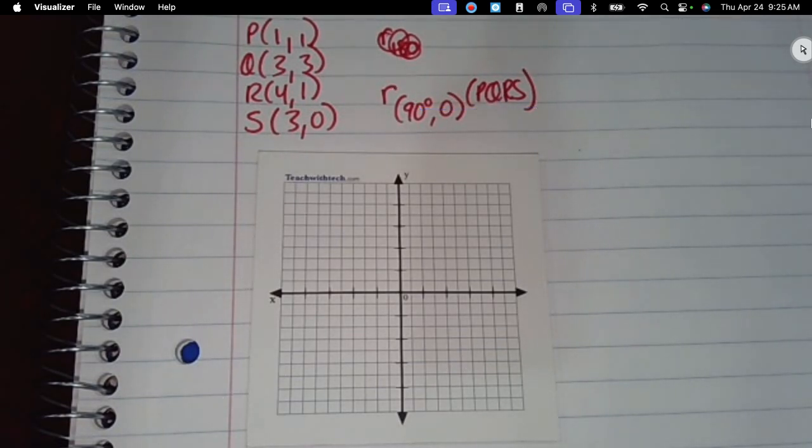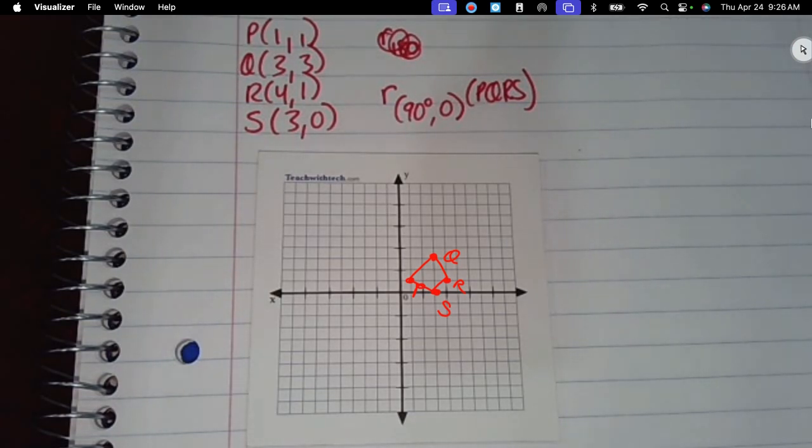I'm going to first plot my points, P, Q, R, S. So, I've got 1, 1, I've got 3, 3, I'm going to write them, P, Q, I've got 4, 1, R, and I've got 3, 0, S. So, it's this little, like, trapezoid looking thing. Everybody good with that? Now we're going to rotate it, okay?